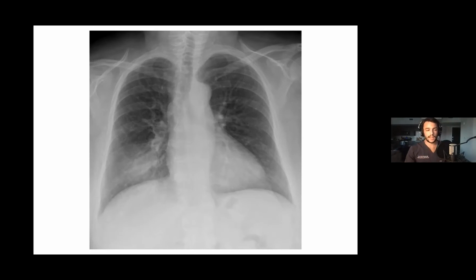So in the ER, our biggest mantra is IV, O2, monitor, right? And glucose, which depends on who you are. But IV, you've got to get IV access just in case this guy starts crashing. We've got to give him medications to help him stay alive. O2 is put him on oxygen. Man, this guy's oxygen saturation was what?